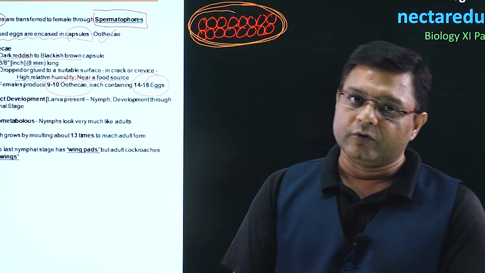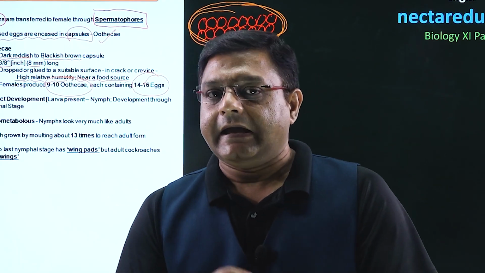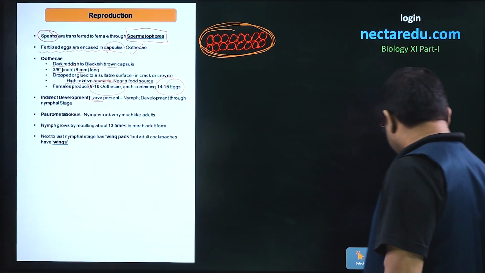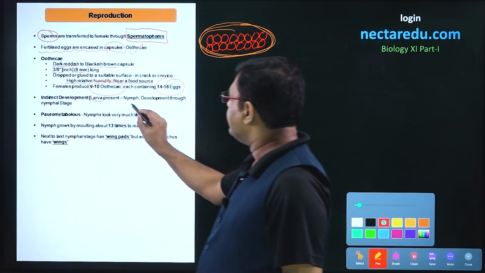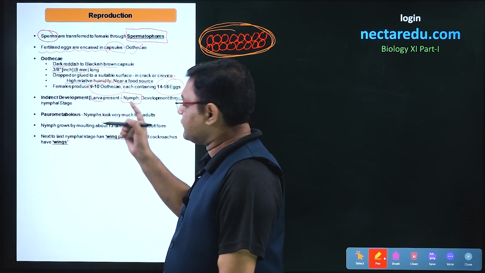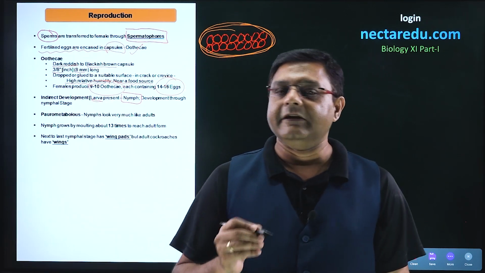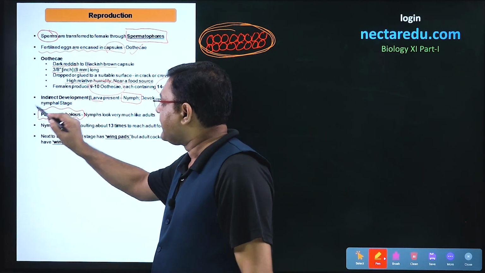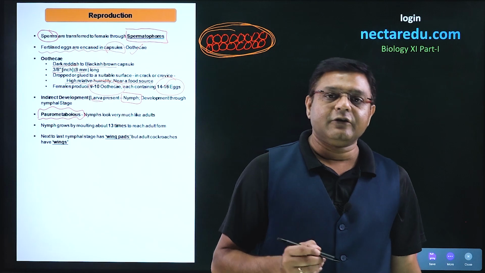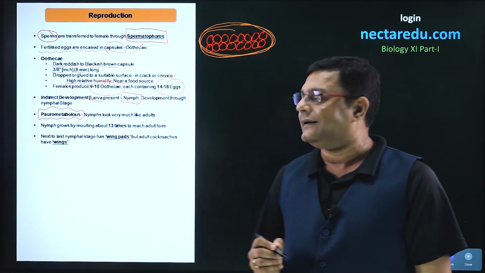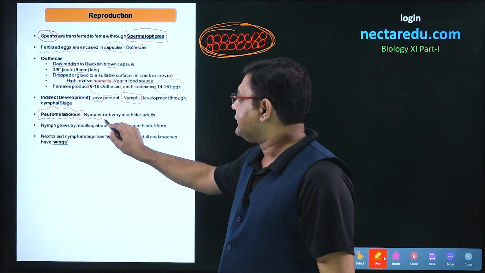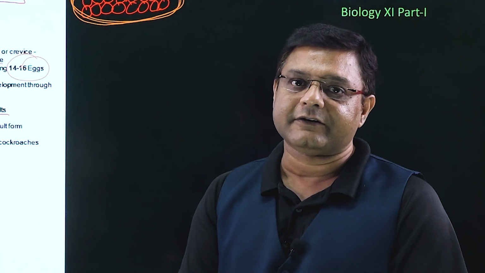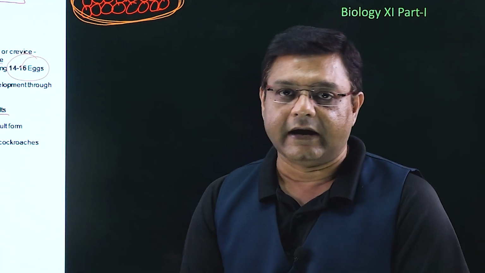Now, in the case of cockroach, there is indirect development. In indirect development, there will be a larva, and we call that larva a nymph in the case of cockroach. So, development will be through this nymphal stage. After this, talking about the type of metamorphosis that is present. In cockroaches, paurometabolic condition is there, and in this condition, nymphs look much like the adults. So, very much change is not required when nymph changes to adult cockroach.